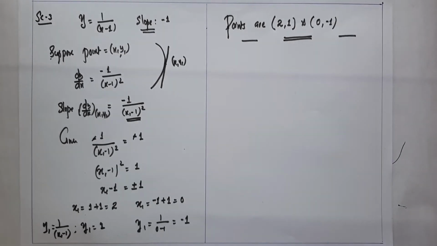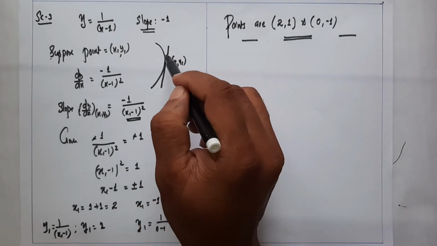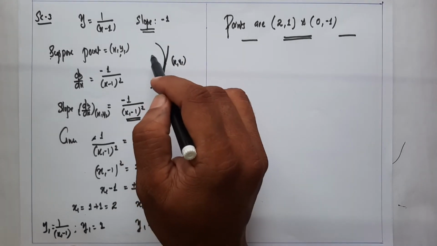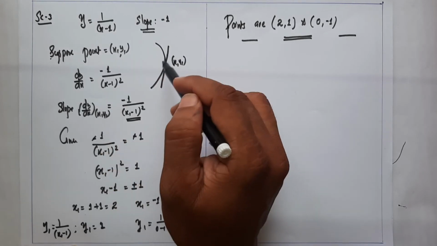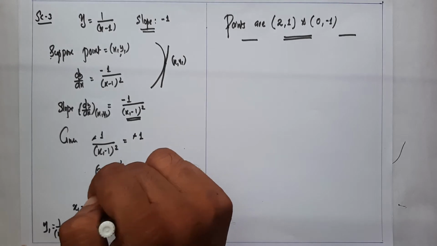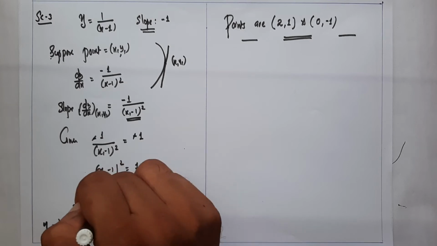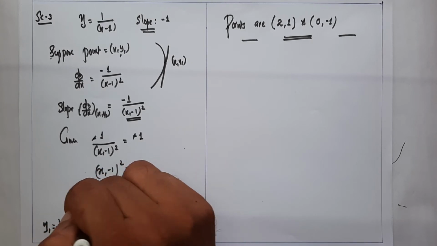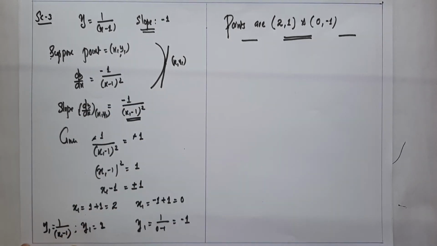Okay, the question is to find the points on the curve y equal to 1 by x minus 1 at which the slope of the tangent to that curve is minus 1. The slope of the tangent is already given. Now we find the slope of the tangent using this curve. Differentiating, we get the slope of this tangent, that is minus 1 by x1 minus 1 the whole square, which is equal to the given slope minus 1. And therefore we get two values for x1, plus 1 and minus 1, that is x1 is equal to 2 and 0. Substituting 2 and 0 in the given curve, we get y1 is equal to 1 and minus 1. Therefore the required points are (2, 1) and (0, minus 1). So it's a very important question.